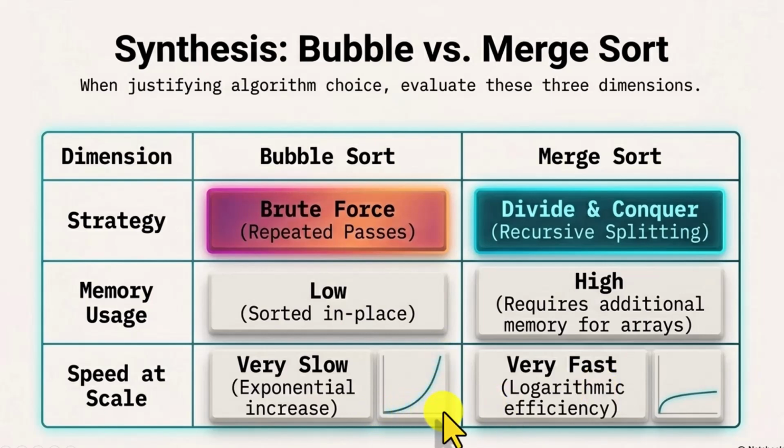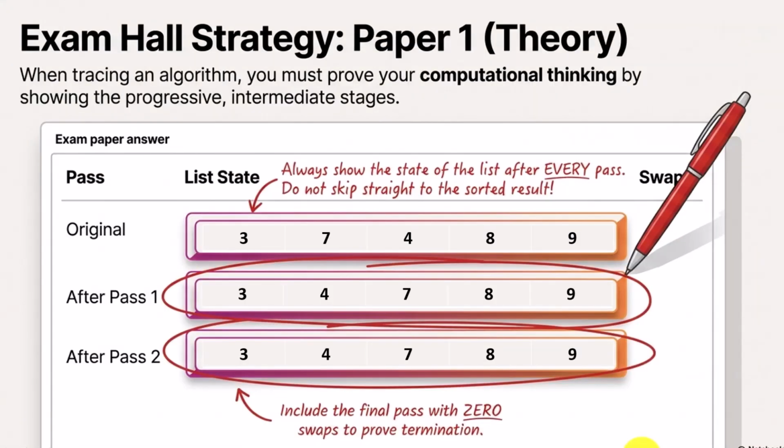As data increases, the number of steps bubble sort needs to perform increases a lot. But in merge sort, even though our data increases very fast, the increase in our operations is not too much. See, exam hall strategy: there are just some things.